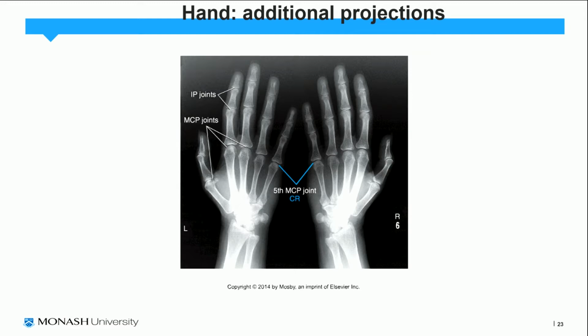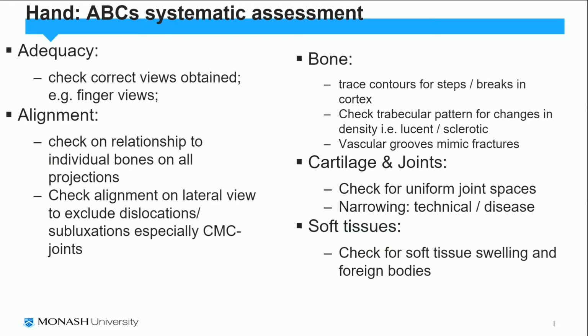Now moving to the hand, and here I've included additional hand projections. This is also called the ball catchers projection, so that you can demonstrate the metacarpophalangeal joints much better. So looking at the hand, again, it's important that the correct images have been taken. And especially when we think about the fingers, so for the thumb, you should have dedicated views.